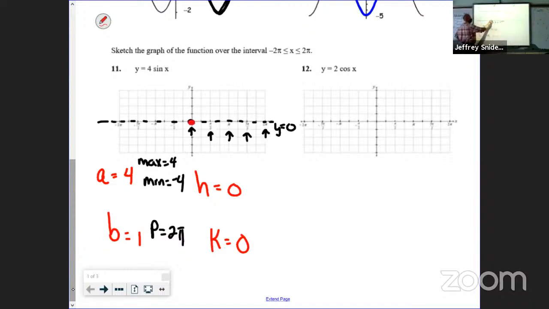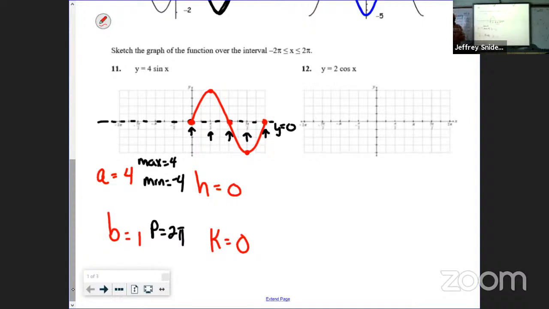Then it goes to a what? And my maximum is at 4. Then it goes back to the midline. Then it goes to a minimum of -4. Then it goes back to the midline. So my graph looks like that. That's one cycle of an infinite number of cycles. It continues doing that over and over and over again.